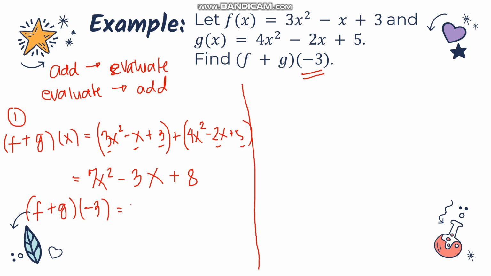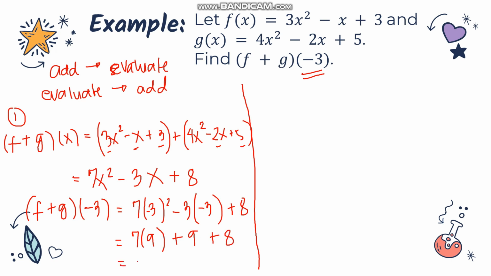Now, to evaluate, what we will do is substitute negative 3 for all the variables. So we have 7 times negative 3 squared minus 3 times negative 3 and then plus 8. So we have here 7 times 9 plus 9 plus 8. We have 63 plus 9 plus 8, or this will give us 80. So our final answer is 80. So this is the first method. You add first and then evaluate.